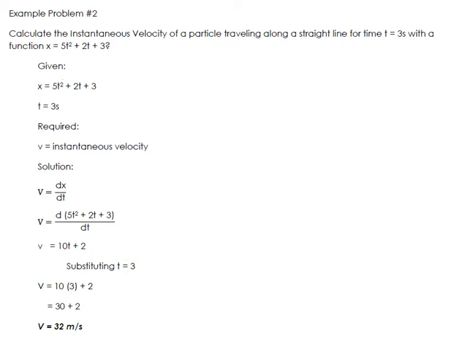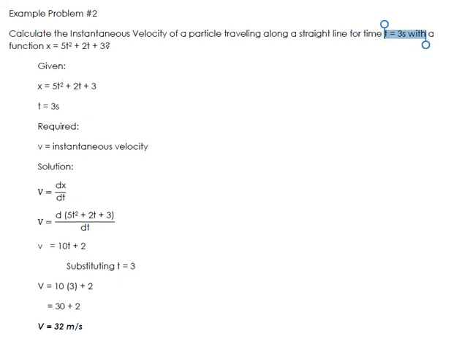Then using the same differentiation on the term 2t, it is understood that t is raised to 1. 1 times 2 is 2. Then the exponent 1 minus 1 is 0, and t raised to 0 is 1, since any number raised to 0 is 1. So it will just be 2 times 1, or 2. And the derivative of the constant 3 is of course 0. That is why the velocity function is 10t plus 2.